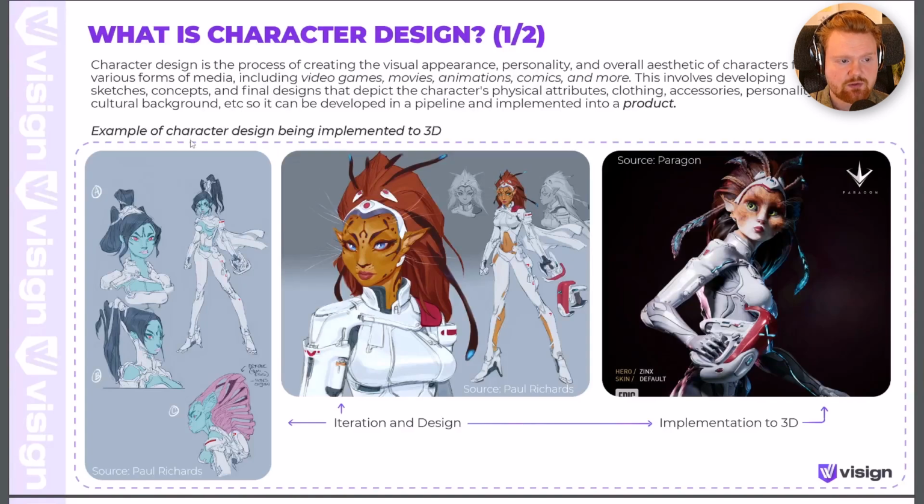So here's an example of character design being implemented into 3D. This is some sketches and a design sheet, just a snippet of it. There's actually a lot more sketches that this guy did here. This is by Paul Richards. He's a fantastic concept artist. So this is basically the iteration and design here, and here you can actually see how it's being implemented into 3D. And this is the game called Paragon. You can do some research about it, and you can find more about the designs online, and you can see how the 3D models look in the game.